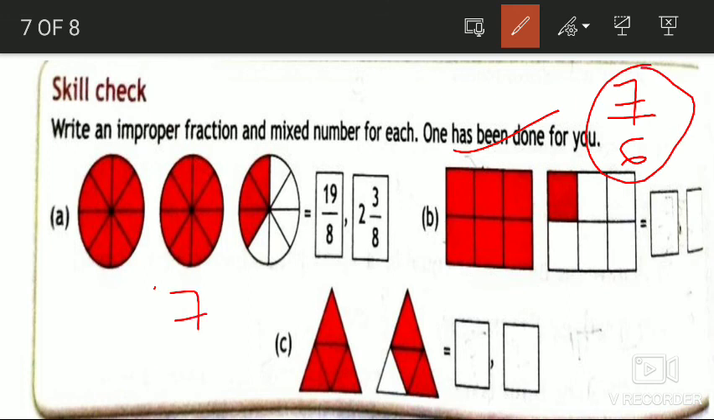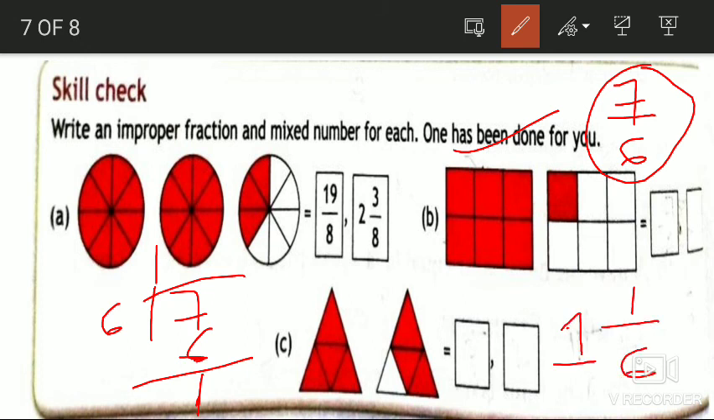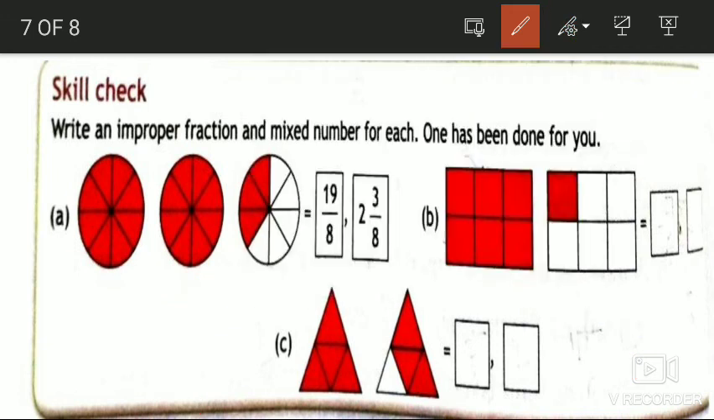You divide it again. 7 divided by 6. Number closest to 7 in 6 timetable is 1. 1 6 are 6. Remainder is 1. So your mixed fraction will be 1 1 by 6. You have to write it in the box. Alright. Then let's move on to the next skill check.